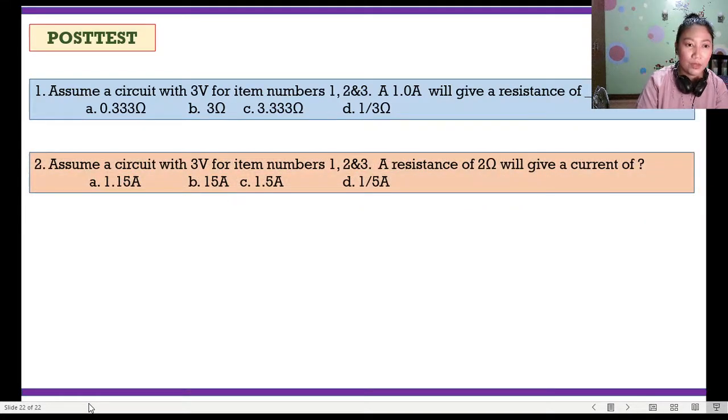Number 2. Assume a circuit of 3 volts for items 1, 2, 3. Ayan, 3 volts ulit yan. A resistance of 2 ohms will give a current of A, 1.15 ampere, B, 15 ampere, C, 1.5 ampere, D, 1/5 ampere. So, you have to compute.